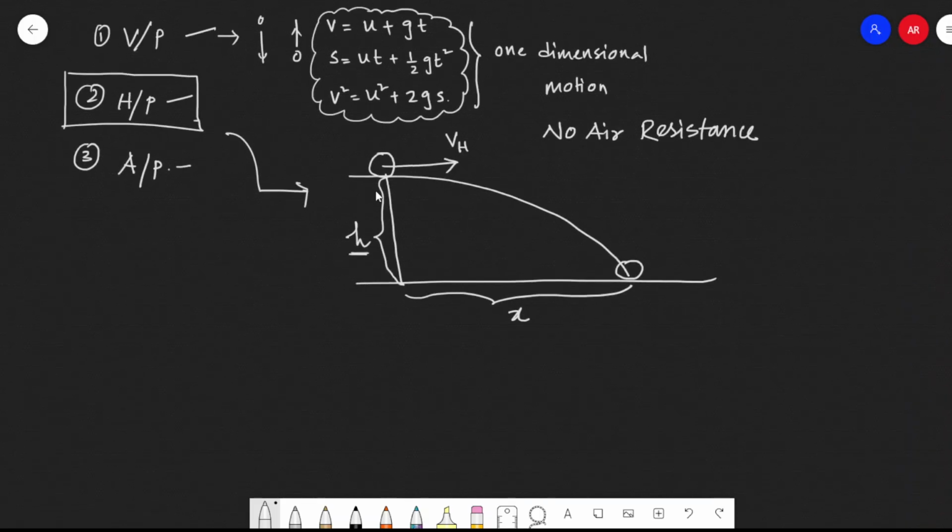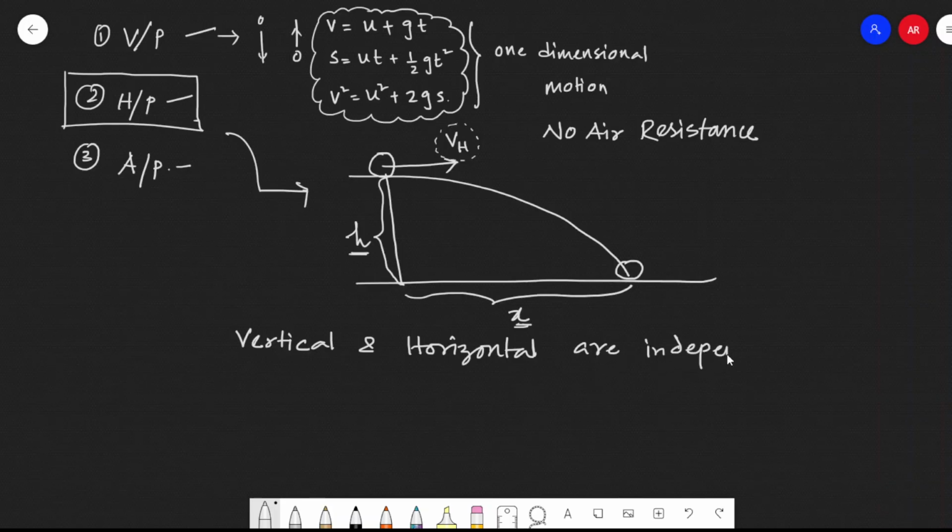If the object has been projected horizontally, this is the velocity with which it has been projected, and due to this horizontal velocity, the object travels some horizontal distance x. So this much is the horizontal distance of the object, and this much is the vertical displacement of the object from where it was projected to where it hits the ground. We have to keep in mind that horizontal and vertical motion are independent of each other.